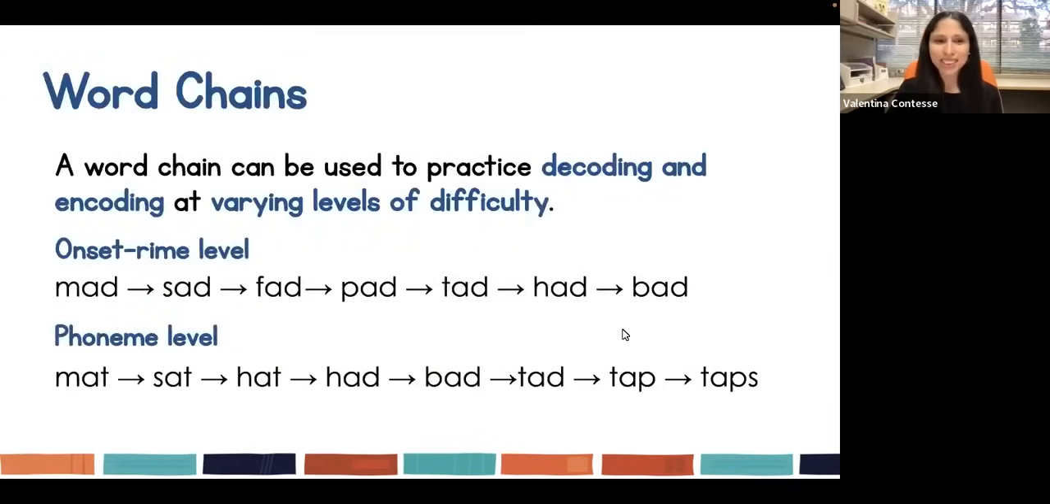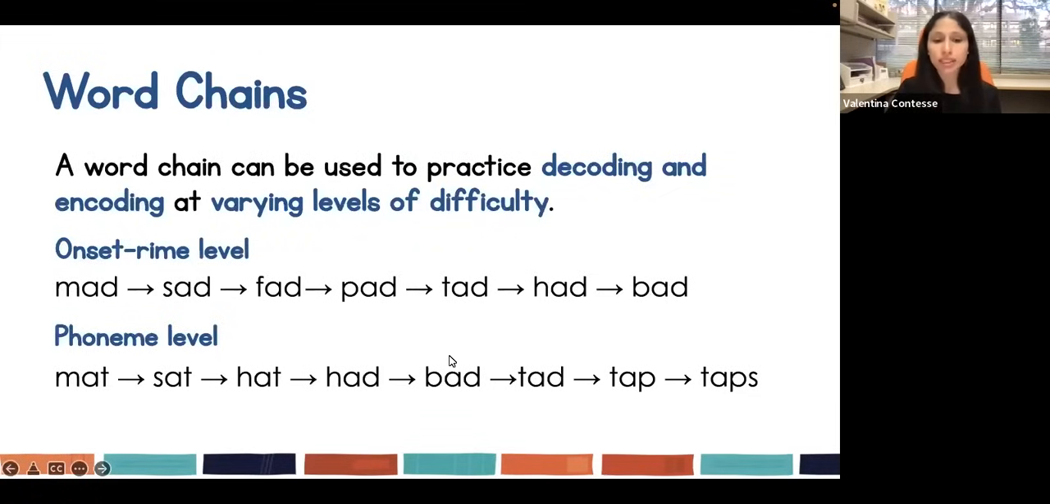So I've mentioned the term word chain. A word chain can be used to help students practice both decoding and encoding. And this can be done at different levels of difficulty. Onset rhyme level word chains, like you see here with mad, sad, fad, pad, tad, had, and bad, only change the onset of the word. So these are word family types of word chains, which are the least complex.